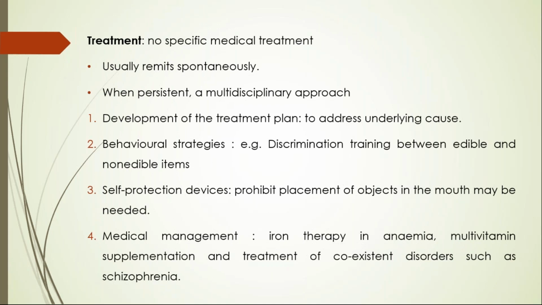Multidisciplinary approach, like iron treatment and deworming the child. Behavioral strategies, like you tell the child what is mud, what is food, so let him discriminate between what is edible and what is non-edible. This sort of behavioral therapy and psychotherapy, along with iron therapy, multivitamins, and deworming, actually has a dramatic effect and a very good response in children with pica. If there is an underlying disorder like a developmental disorder, you obviously have to treat that, right?